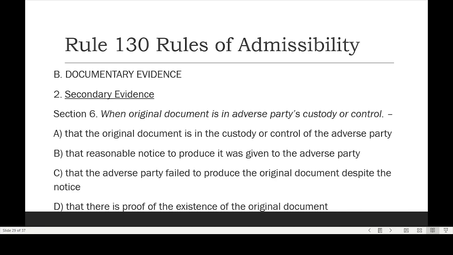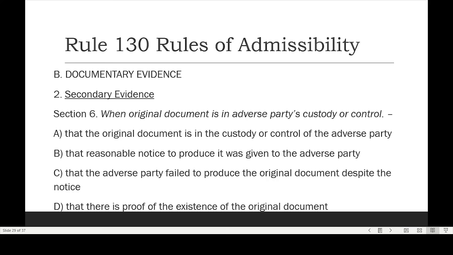Okay, ano bang requirements in order to present secondary evidence when the original is in the hands or in the possession of the adverse party against whom the documentary evidence will be presented? First is that the original document is in the custody or control of the adverse party. Okay? And then that reasonable notice to produce it was given to the adverse party.